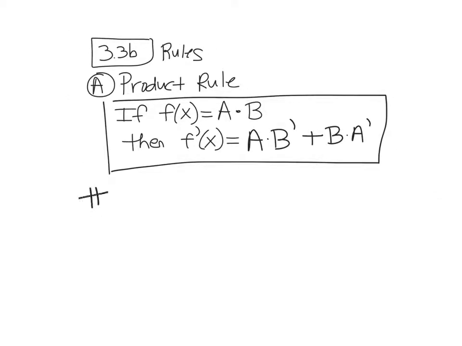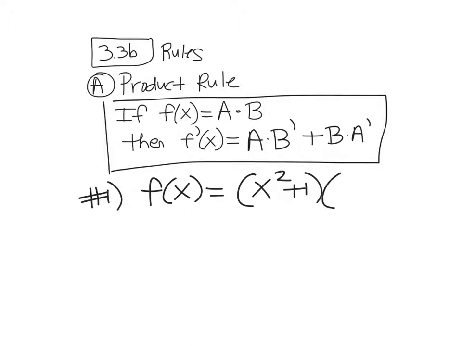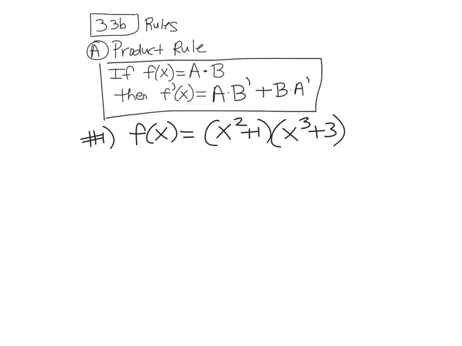So let's do some. Number 1. Let's just do some basic ones. So let's do f of x equals x squared plus 1 times x cubed plus 3. Now, there is another way to do this problem. You could FOIL the whole thing out and then take the derivative. That would work great, and I'd probably do it that way. But right now I want to show you how the product rule works.